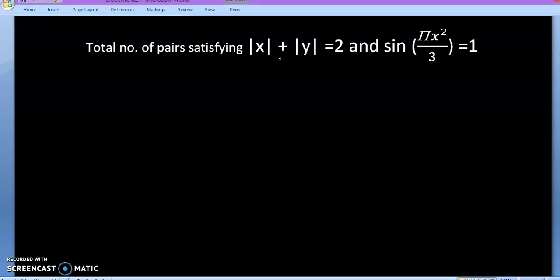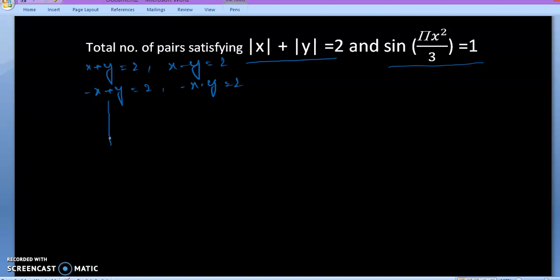So now we are going to solve this equation: mod x plus mod y equals 2 and sine of pi x square by 3 equals 1. At first we are trying to draw the graph of both equations. Mod x plus mod y, basically there are four equations: x plus y equals 2, x minus y equals 2, minus x plus y equals 2, and minus x minus y equals 2.